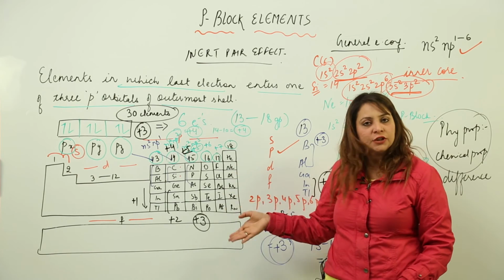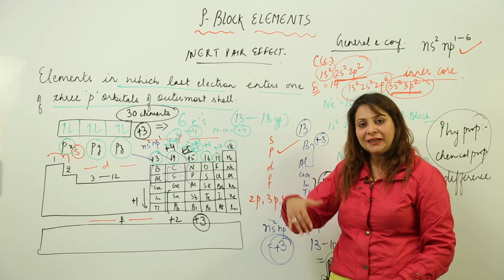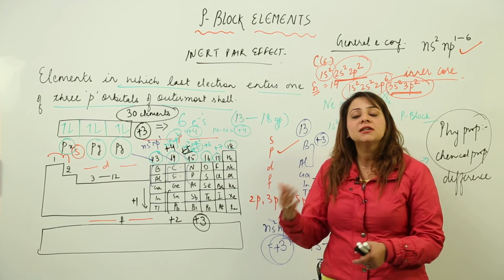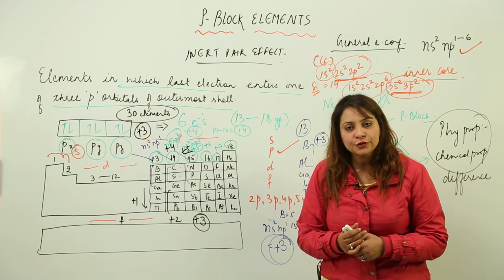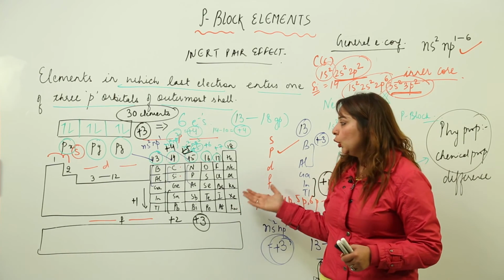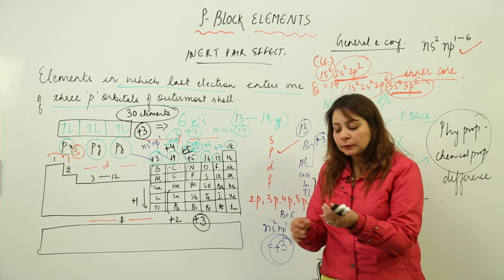Apart from the group oxidation state and apart from the 2 units less oxidation state, there is also a kind of variable oxidation state which is shown by the elements, right? So this is what we had about the oxidation state.